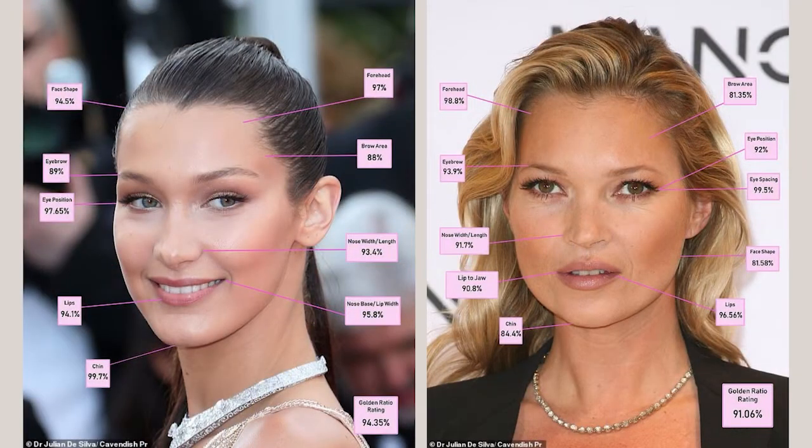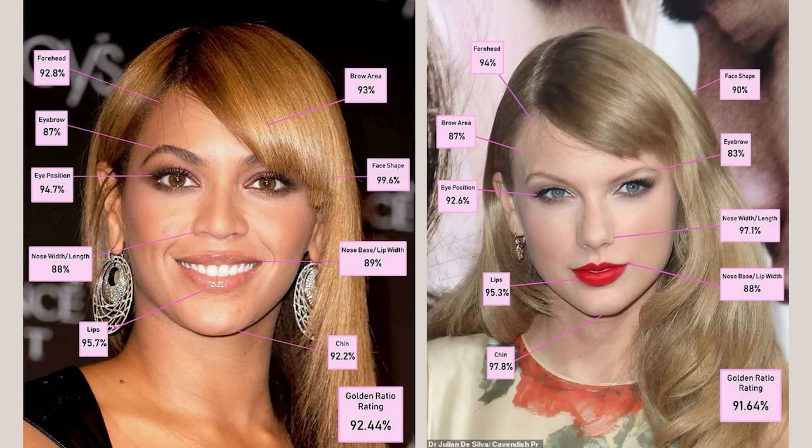If you take a set of supermodels and you compare their faces, what you'll find is they all share the same beautiful proportions. They may have different noses, different shaped eyes, or different shaped lips, but they all share perfect proportions of their face, because those proportions are what create beauty.